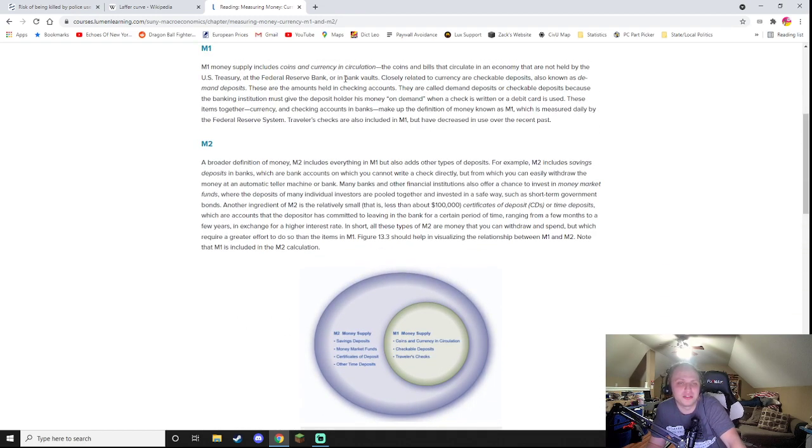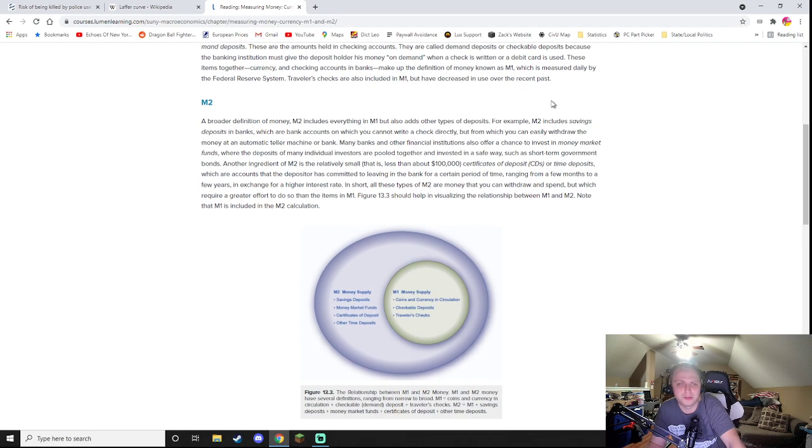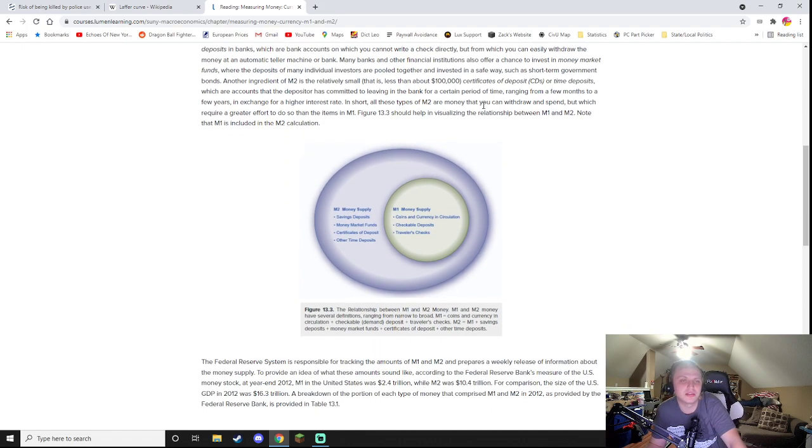M1 includes coins and currency in circulation, closely related to currency, checkable deposits, also known as demand deposits. These are the amounts held in checking accounts. They are called demand deposits or checkable deposits because the banking institution must give the deposit holder his money on demand when a check is written or a debit card is used. These items together, currency and checking accounts in banks, make up the definition of money known as M1, which is measured daily by the Federal Reserve System. Traveler's checks are also included in M1, but have decreased in use over the recent past.